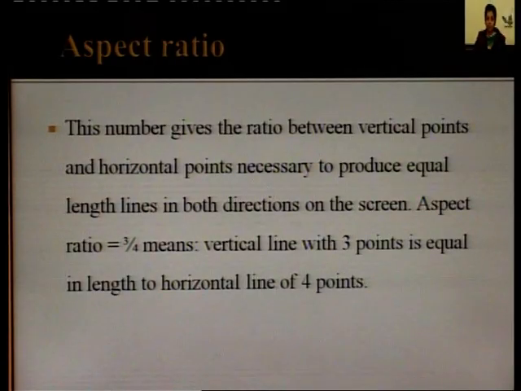Now the last is the aspect ratio. This number gives a ratio between the vertical points and horizontal points. That means we are discussing x and y points. An aspect ratio gives the ratio between x and y points necessary to produce equal length lines in both directions on the screen. An aspect ratio equal to 3/4 means a vertical line of 3 points is equal in length to a horizontal line of 4 points.